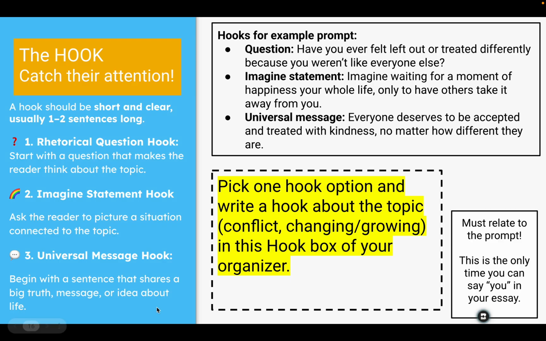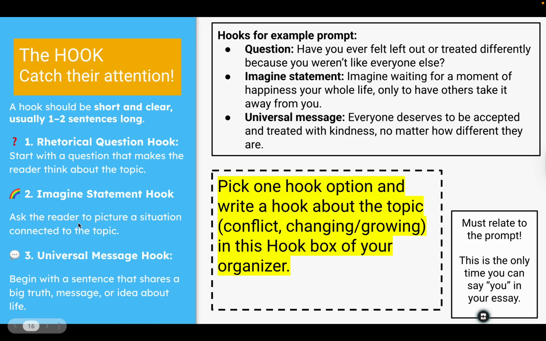The first one is a rhetorical question. It's asking the reader a question that makes them think about the topic. So on the top over here, I have an example. Have you ever felt left out or treated differently because you weren't like everyone else? This is an example from that sample prompt that we used about All Summer in a Day in Wonder.